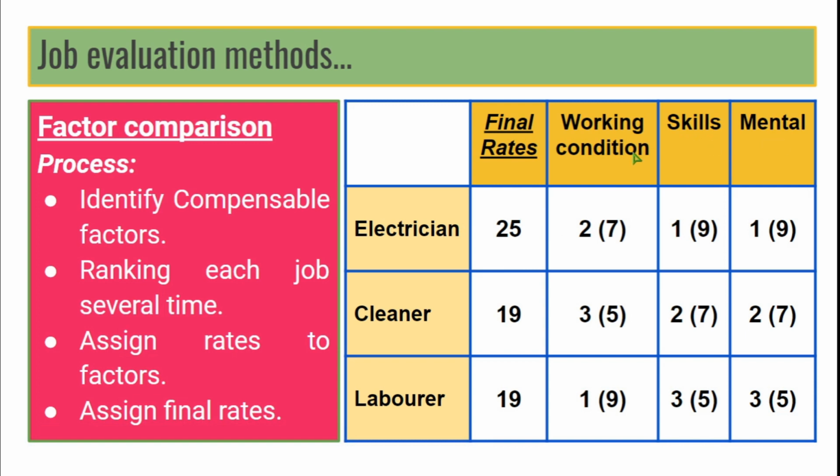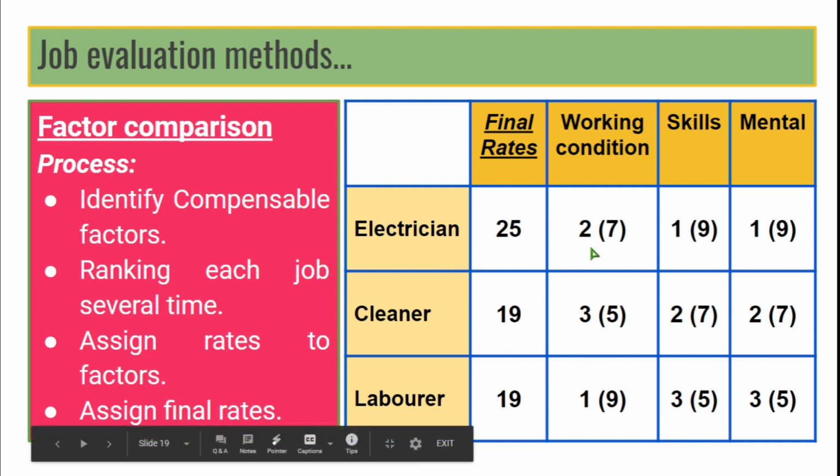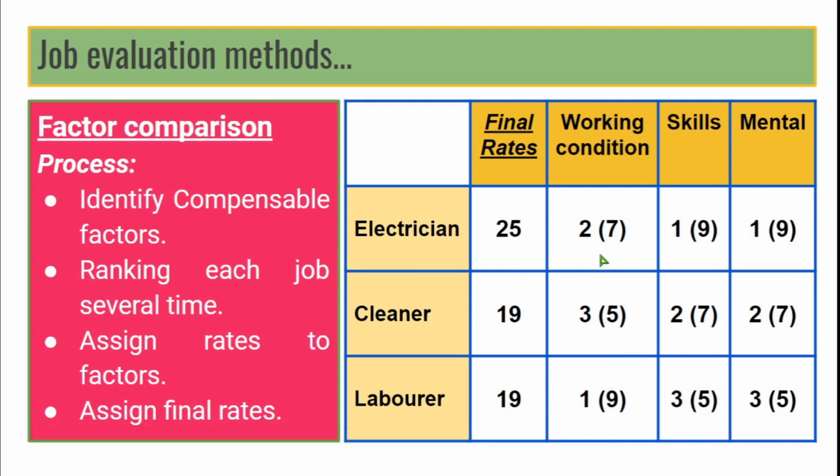In the second step of our process, we have ranked the 3 jobs of the electrician, cleaner and laborer several times. Here we ranked 3 times as we have 3 factors. Alright, like the different ranks are assigned for electrician. Like in working condition, he is ranked at 2, in skills at 1, and in mental ability required to perform a job at 1. Okay.